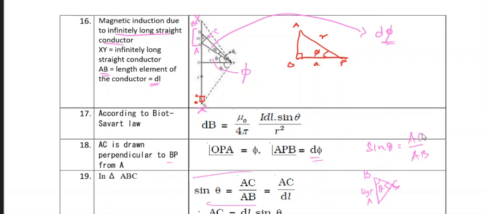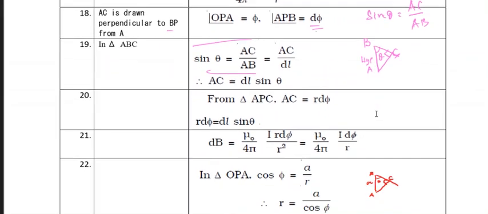Now what is AC? AC is divided by dl, where dl is AB, the shortest length element. Therefore, sine theta is equal to AC by AB, which is nothing but AC by dl. Therefore, AC, which we are interested in, is equal to dl sine theta. So you can keep this equation.